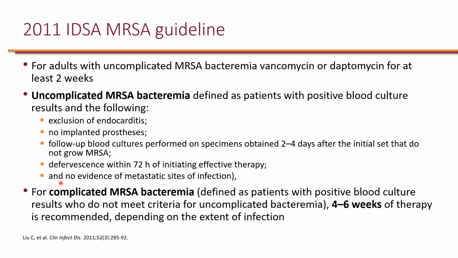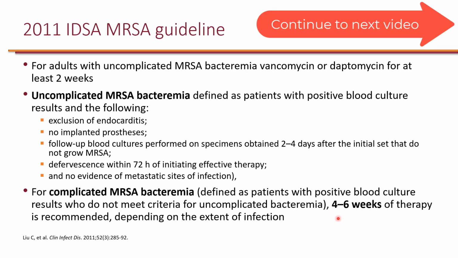Otherwise, if the answer to any of these is yes, then the patient has complicated MRSA bacteremia, and then the duration of treatment is 4 to 6 weeks, so at least 4 weeks. And whether it should be 4 weeks, 5 weeks, or 6 weeks depends on how the patient responds during the first 4 weeks and on the clinical judgment of the clinicians.